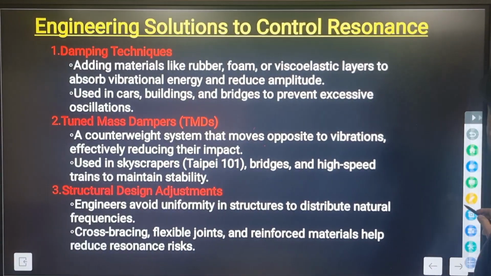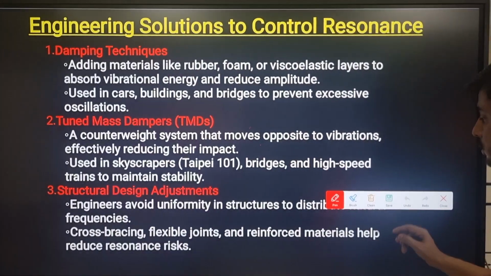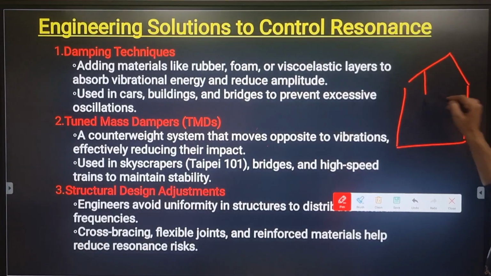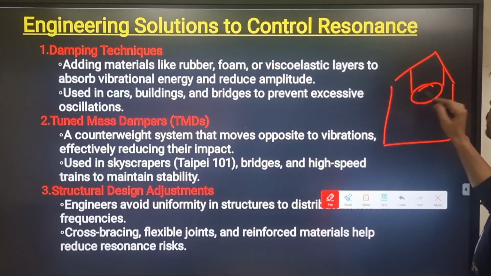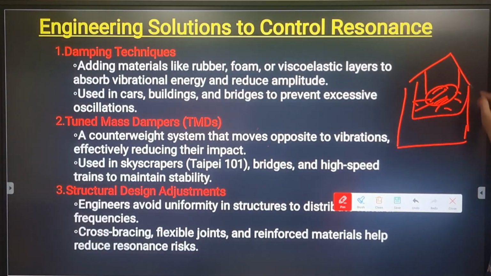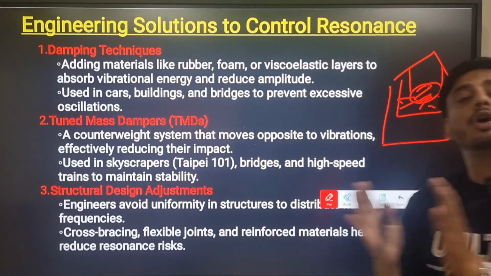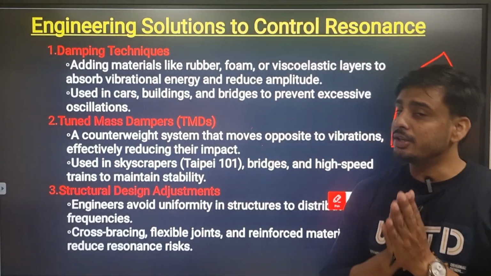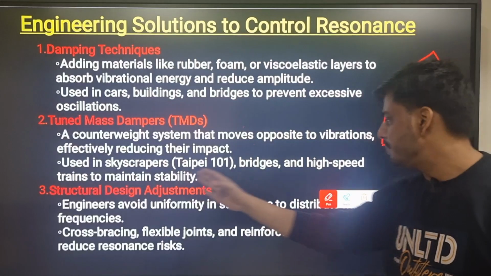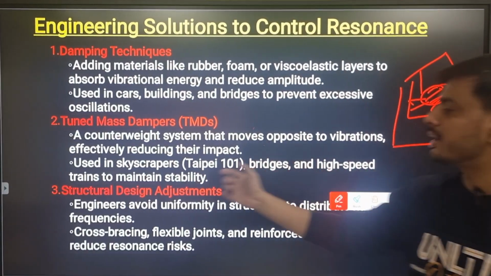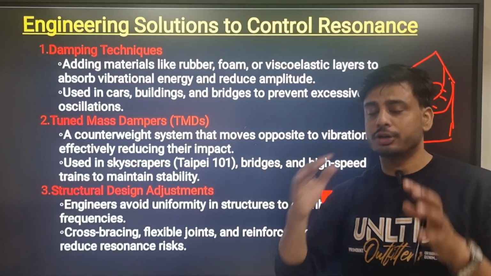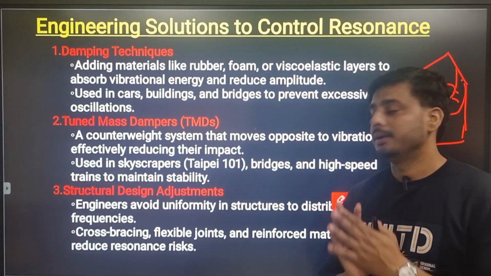In a tuned mass damper, a heavy mass is used. For example, this is a building. A heavy mass is fixed here with some hydraulic points. So what will happen? It will vibrate in the opposite direction of the vibration, as a result of which the total energy will decrease because of the opposite direction. Here are some examples. They are used in bridges and high speed trains to maintain stability. If energy decreases, then the amplitude also decreases.